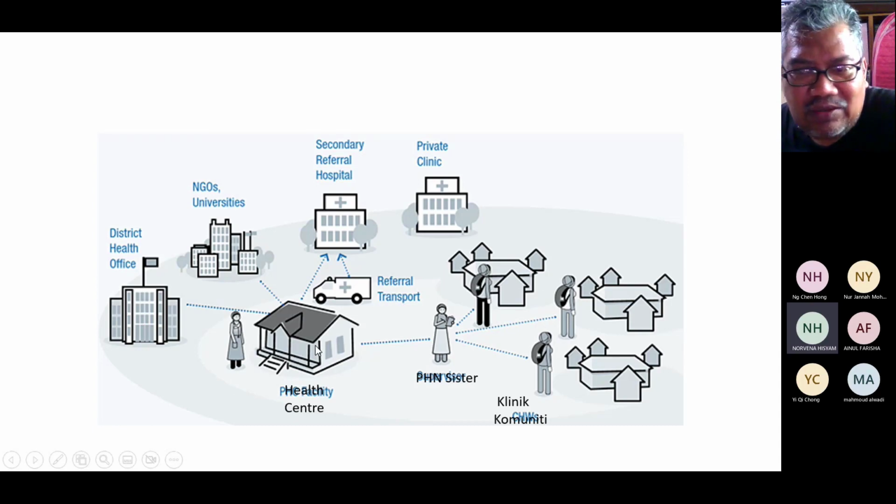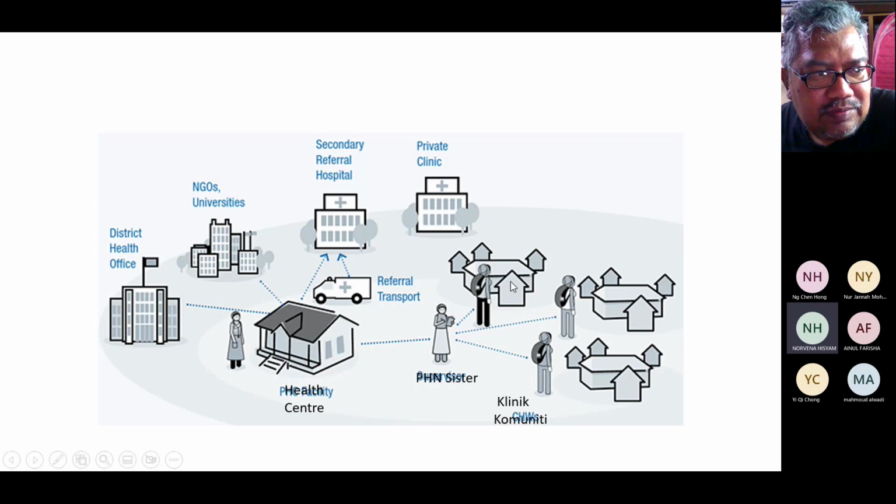Whenever I had cases that I could not manage, which required referral, I would refer them either to the district hospital or to the general hospital. The district hospital is Tampin, and we have a general hospital in Seremban. But my district medical officer of health told me not to refer cases to Tampin because they don't have specialists. Any cases that I cannot manage, I should refer to Seremban because Seremban has the specialists. That is our system in Malaysia.